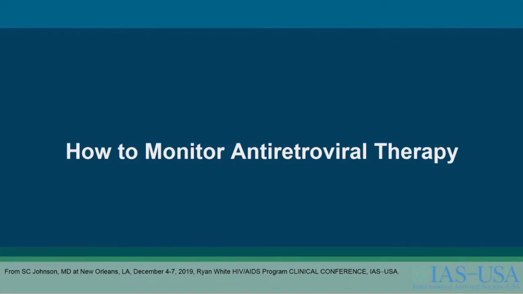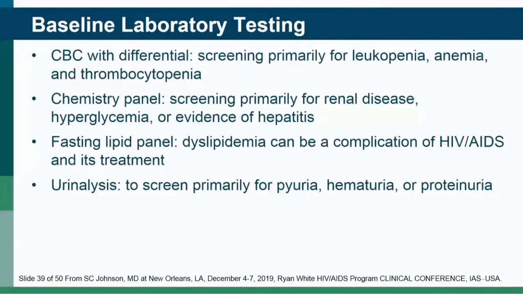So I want to end a little bit by talking about how to monitor antiretroviral therapy once we get people on a regimen. Of course, there are baseline laboratory tests that we do, and these are listed on this slide in terms of CBC, chemistry panel, a fasting lipid panel, and a urinalysis. I will mention here that this information comes from the DHHS guidelines. And this part of the guidelines is also being updated in the very near future to reflect new guidelines on lipid management and screening for diabetes. So look for that in the very near future.